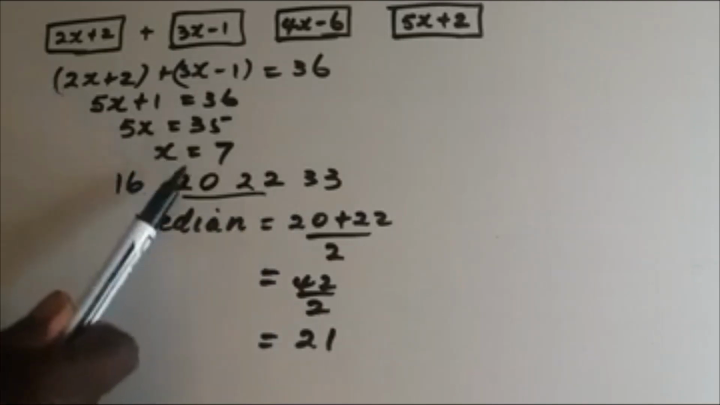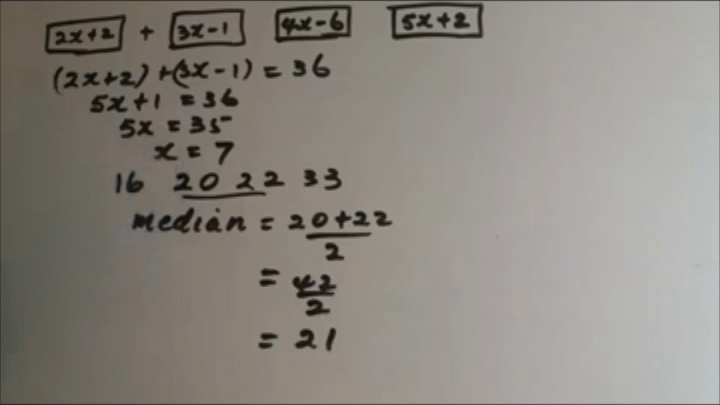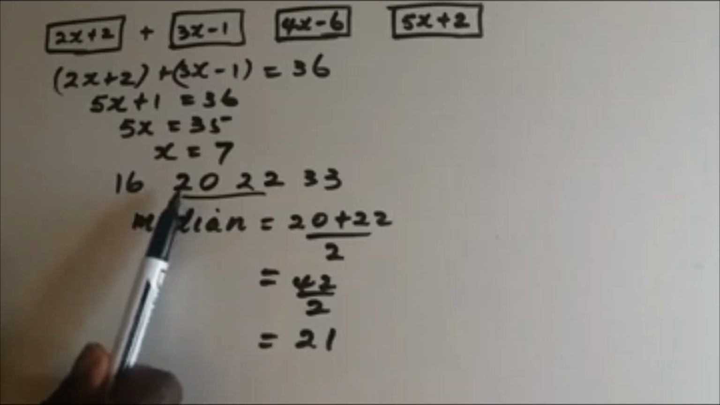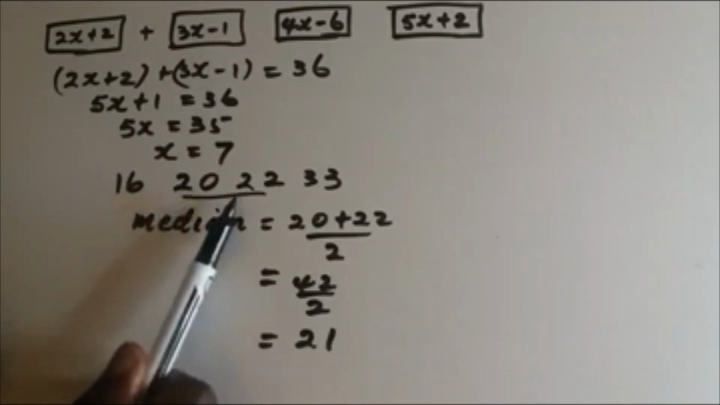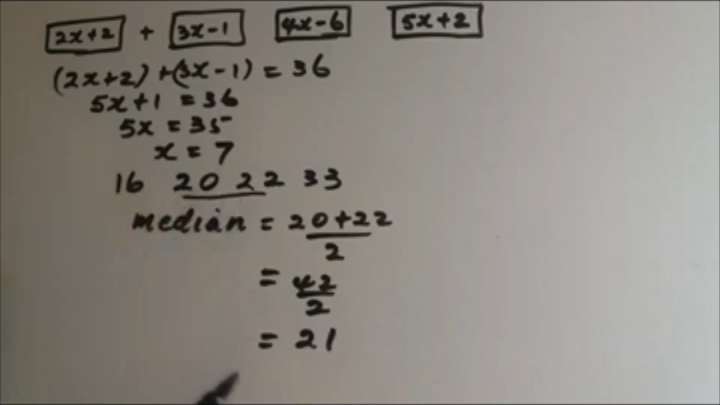First, we found what x is, and that helped us to calculate the number that each of these expressions represented. In order to find a median when it's an even number of items, we must add the middle 2 numbers and divide by 2, or you can say we found the average of the 2 middle items.